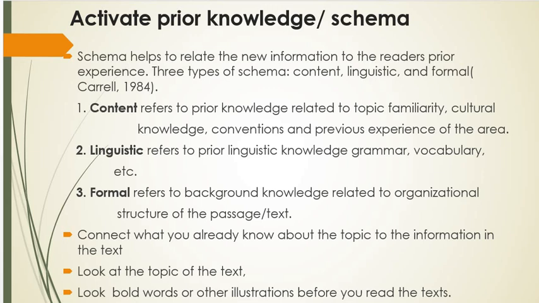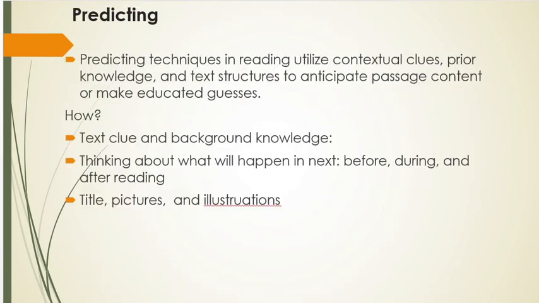Look at bold words or other illustrations before you read the text, if there are illustrations like graphs, diagrams, and the like. Sometimes you may not have such illustrations, sometimes you may. These illustrations help you to understand a text. So activation means using your own background knowledge before you read the given text. The second strategy is predicting.